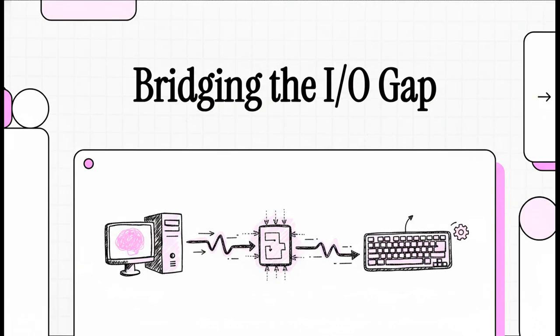Have you ever stopped to think about this? Your computer's brain is just screaming fast, right? Billions of operations a second. How does that talk to something as slow and clunky as your keyboard? It's a really fundamental problem in computer architecture, and today we're going to dig into how they solved it.